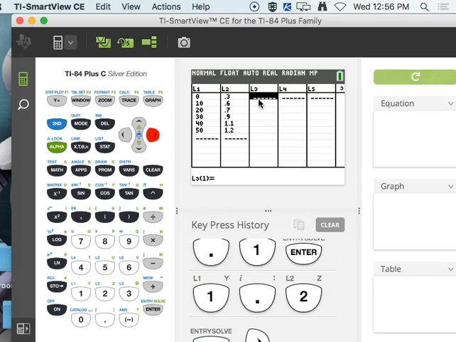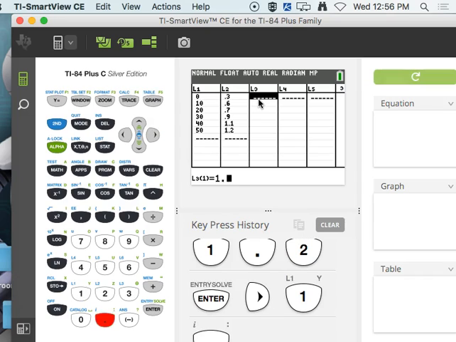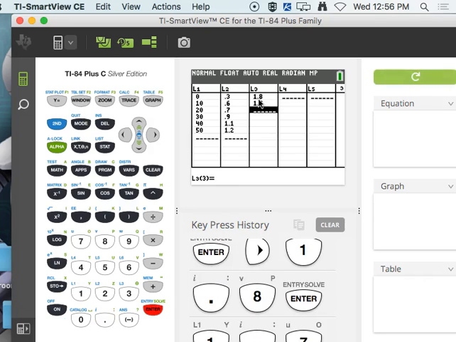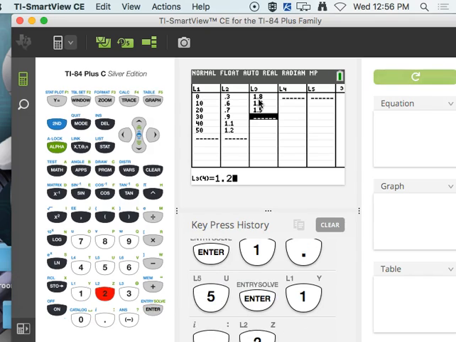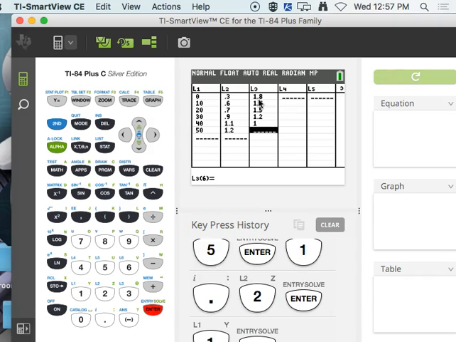Now Detroit. Detroit is 1.8. 1.7. 1.5. What's happening to the population of Detroit? It is getting smaller, and that's because when they had to bail out all of the car manufacturers, they didn't have the jobs anymore, so people left Detroit. And that last one will round to 1.